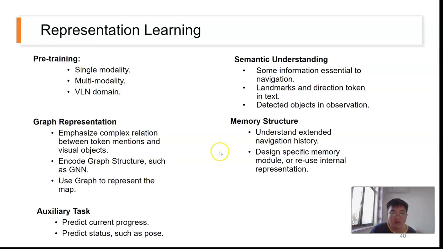Auxiliary tasks use extra losses to make the agent familiar with the environment or with the task itself. It could be predicting the current progress or predicting the status, like what is the difference between the current pose and the previous pose.